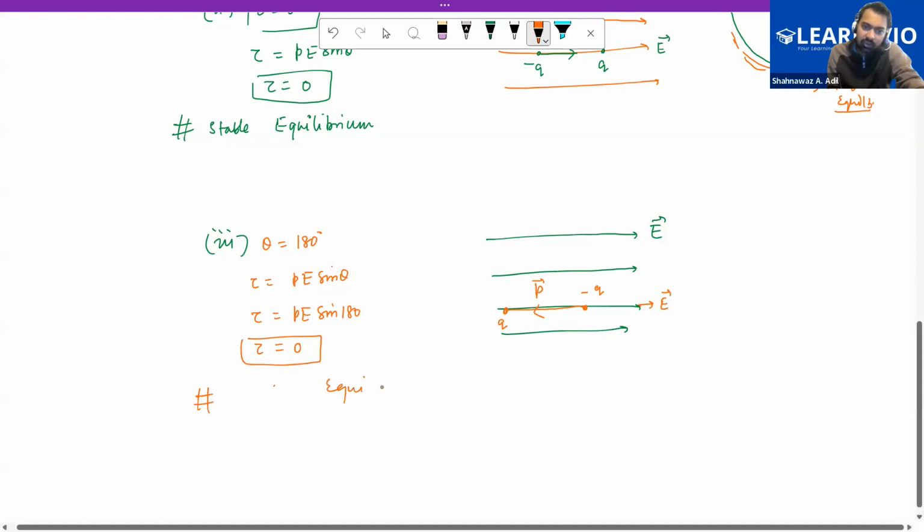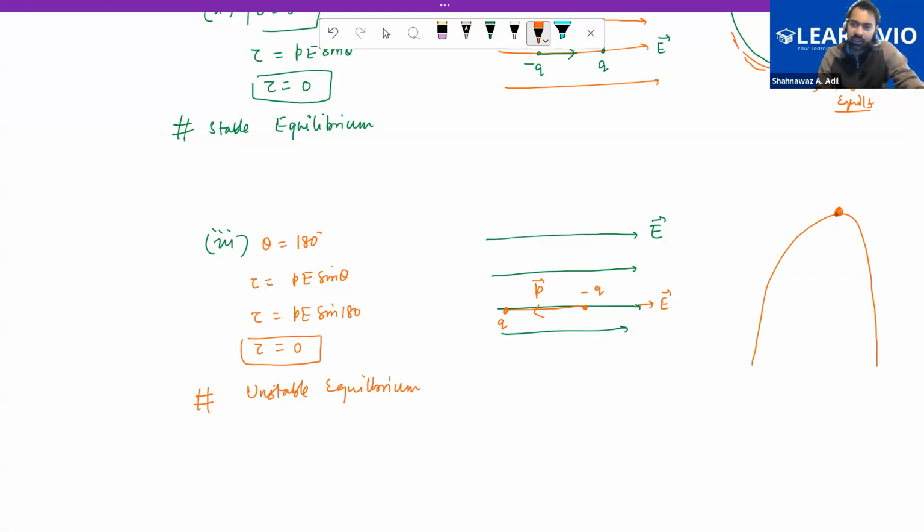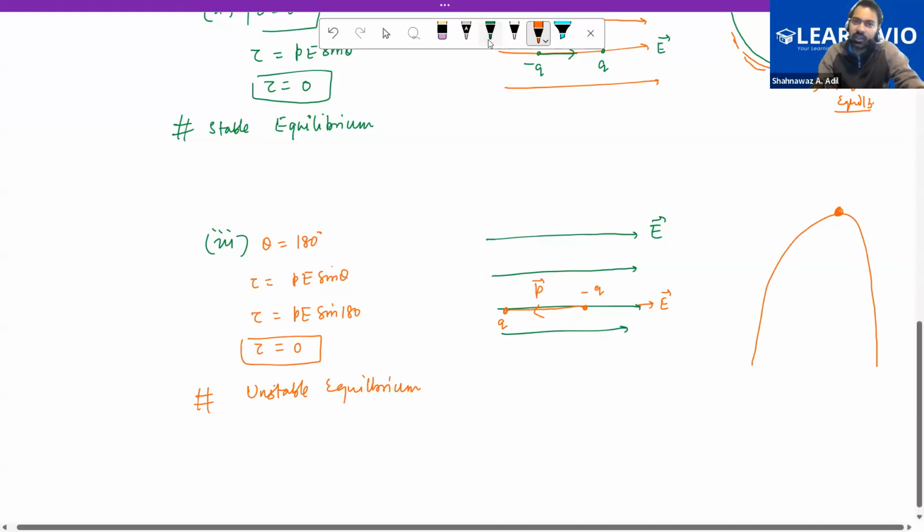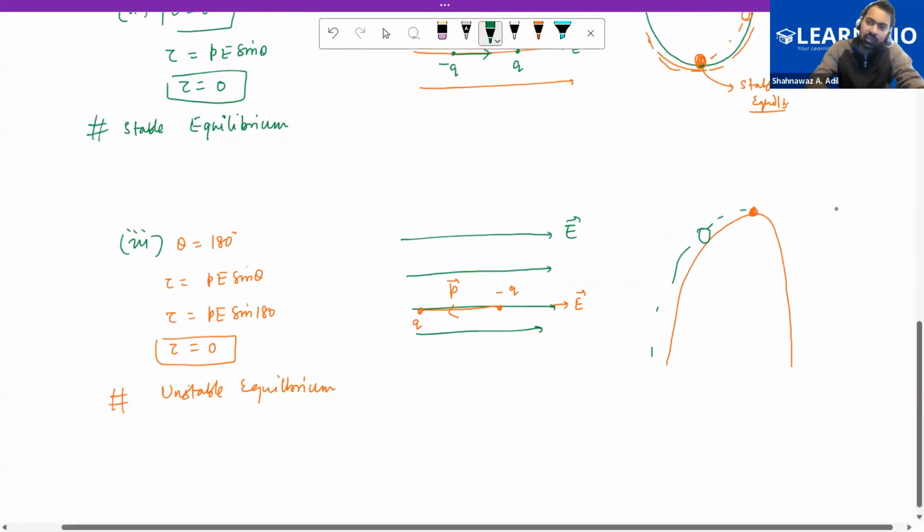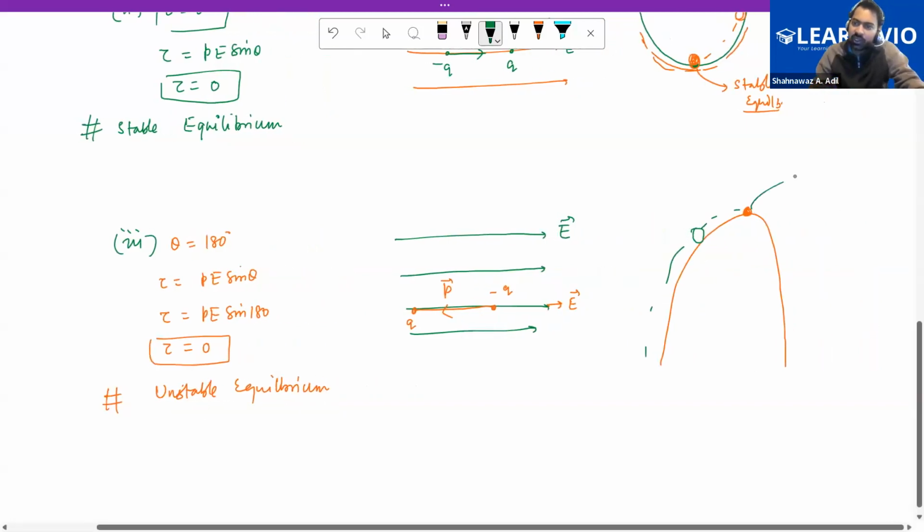So again we have equilibrium, but this is called unstable. Why unstable? Because this behaves like this one. If you don't touch this point, it will remain in here. But if I displace this thing, let's say in here, it will go down. It will not come back to its initial state. Clear? So this equilibrium is unstable.